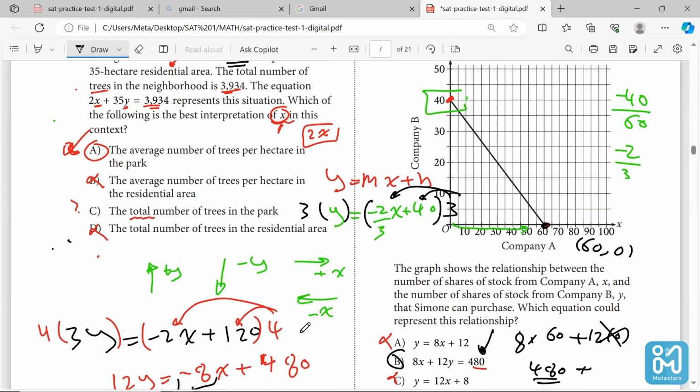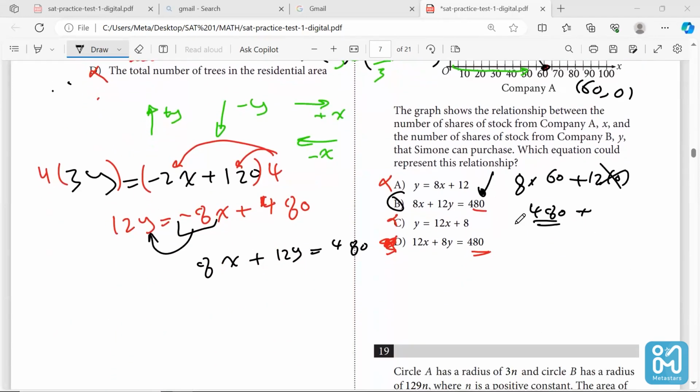Okay, we have a question. Can we use 60 and 0? Yes, we use 60. Or you can use 0 and 40. Let's plug in 0 and 40, the other point. It should give us the same answer. Plug in here. 8 times 0 plus 12 times 40. Now, it gives us 480. Do we have 480? Yes, so the answer is B. So you can choose any point you have on the line here.